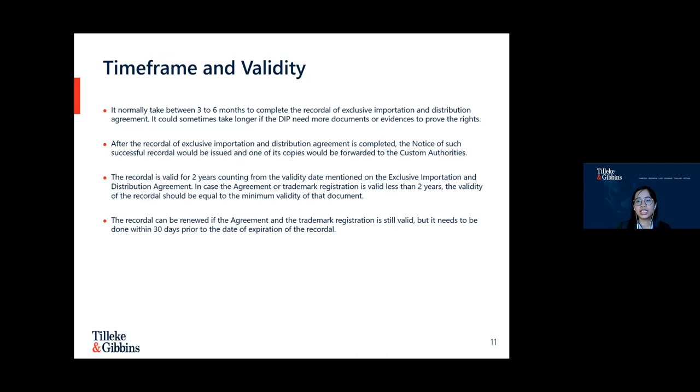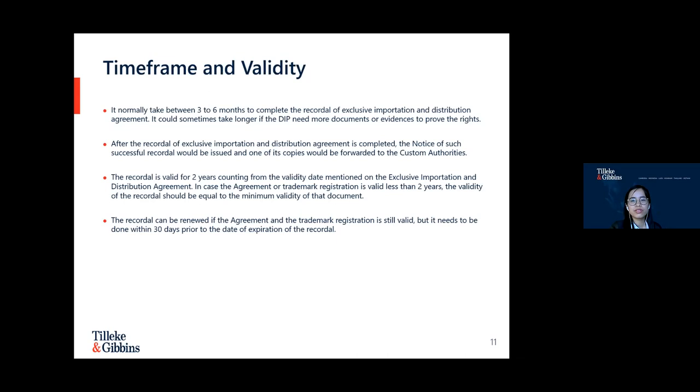The recordal could also be renewed if the agreement and the trademark registration are still valid, but it needs to be done within 30 days prior to the date of expiration of the recordal. Otherwise, you will need to resubmit the documents again. So it's like you need to prepare a lot of documents before you could make another recordal. So be sure that you renew it within 30 days prior to the expiration date.